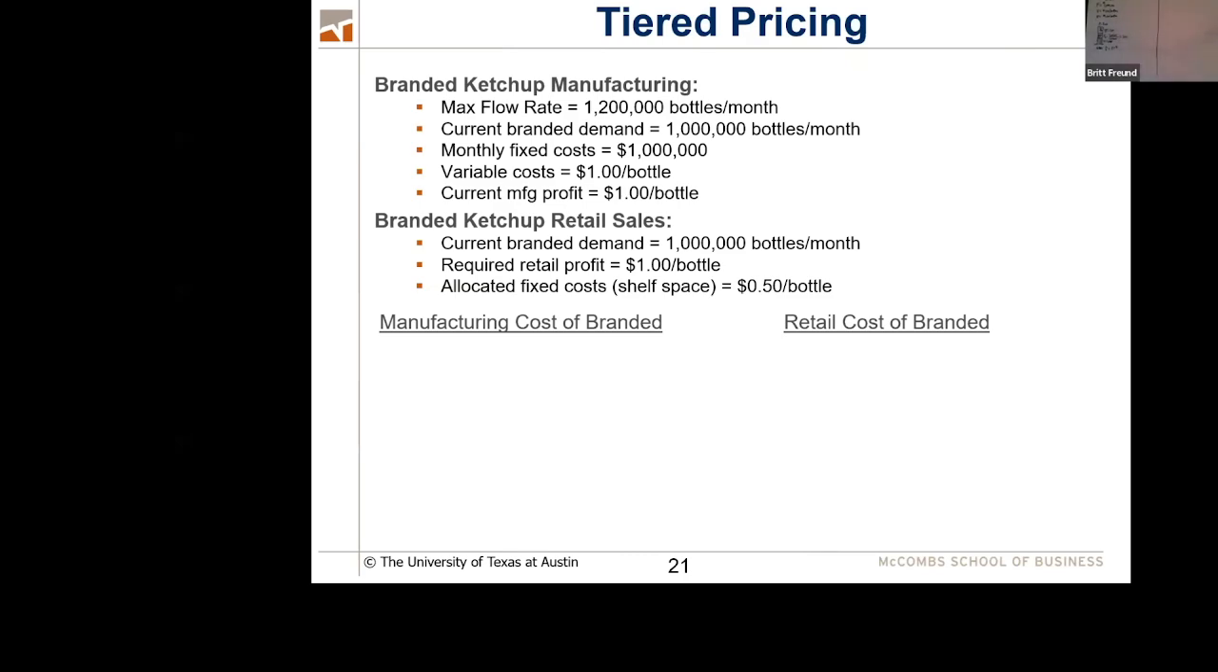Okay? Now, HEB would like to make profit on each of these bottles it sells. And HEB's kind of greedy on this. They want to make $1 per unit profit on this. That's a very high profit for a retail grocery store.